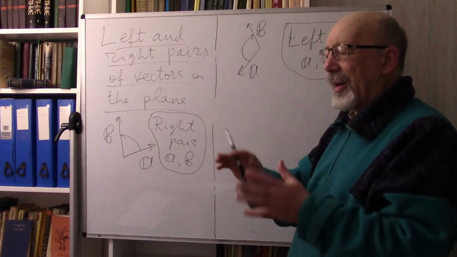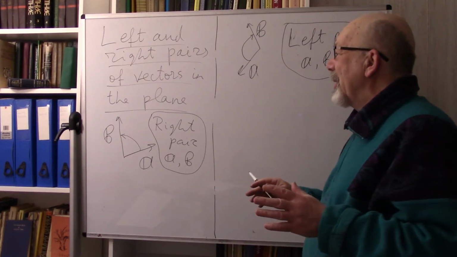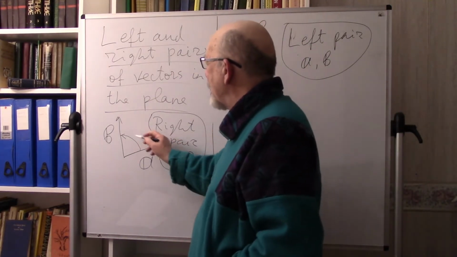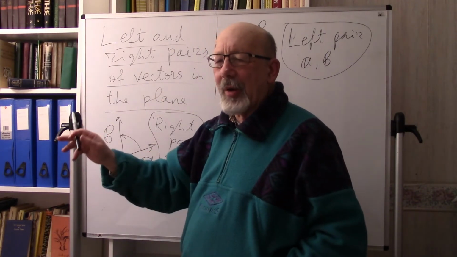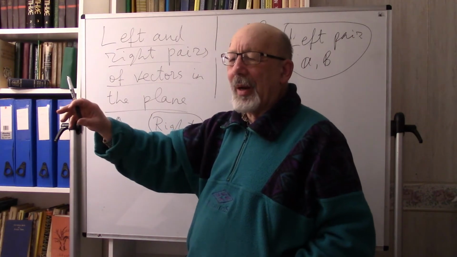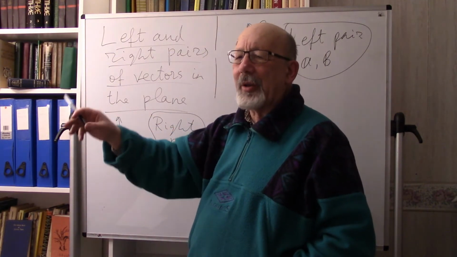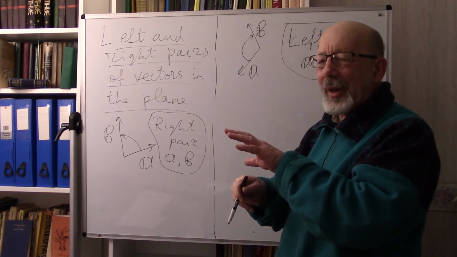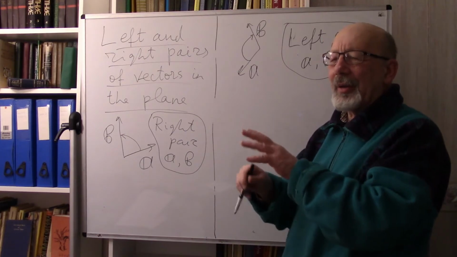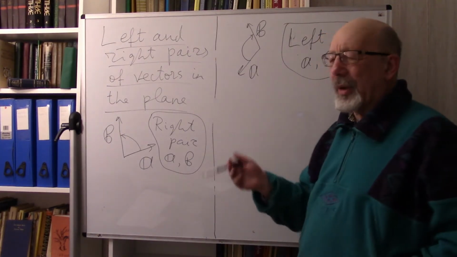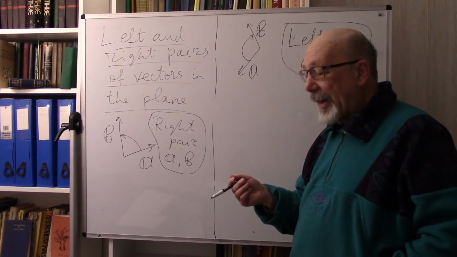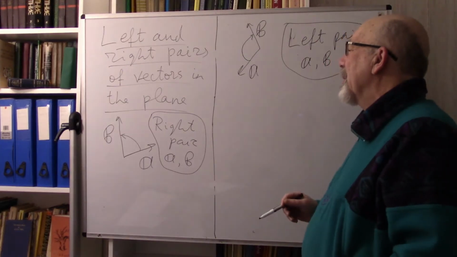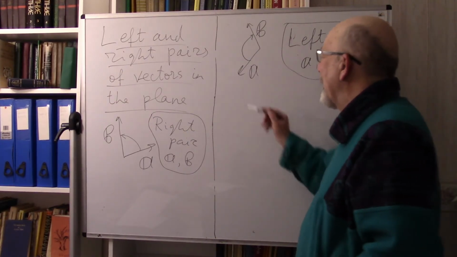So the different pairs of vectors are either right or left. Exceptions are if the angle is 0, so if A and B have the same direction, then we cannot say it is right or left, it is a degenerate pair. Or if they are anti-parallel, the angle is 180 degrees, then we also cannot say it is right or left. But these two cases are degenerate, and in the interesting cases we can say that either this pair is right or left.